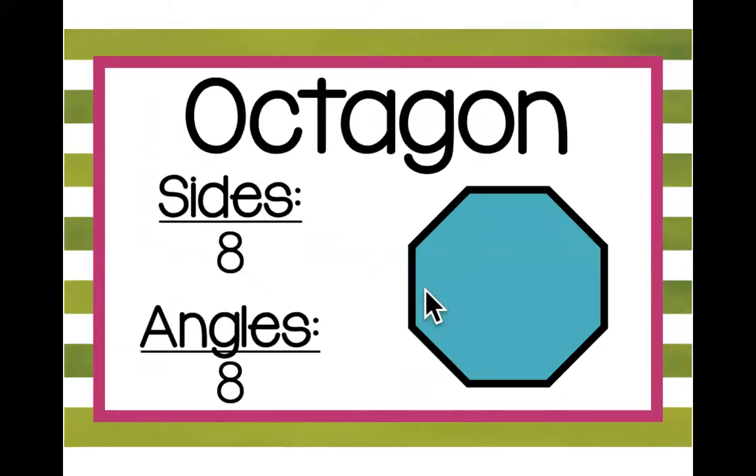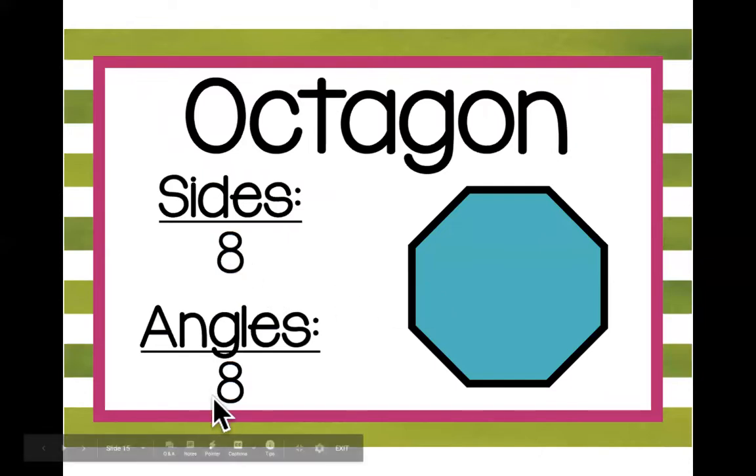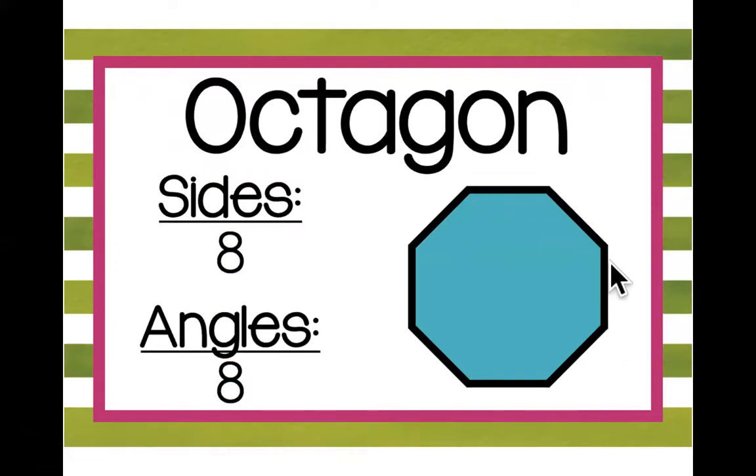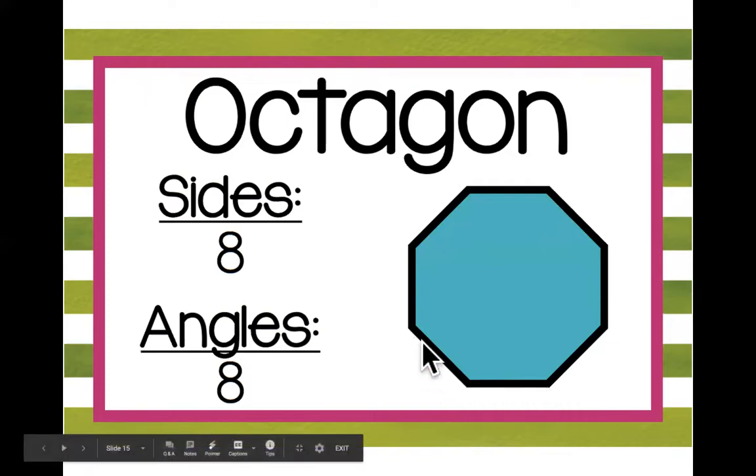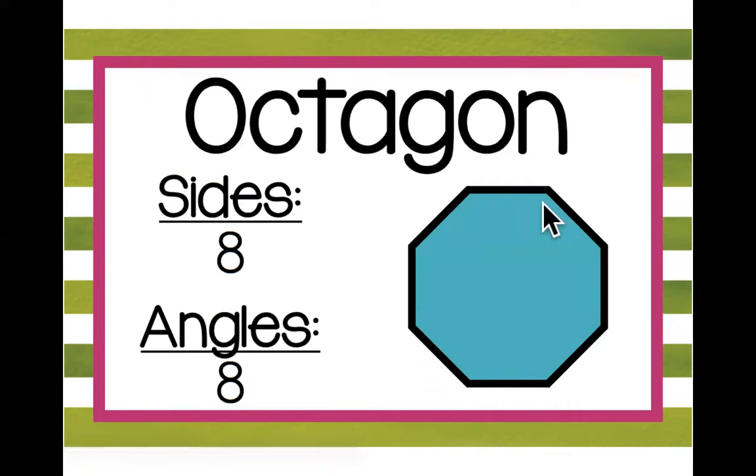And the last one we're going to talk about today is an octagon. An octagon is like a stop sign. It has 8 sides and 8 angles. Again, 1 side, 2, 3, 4, 5, 6, 7, 8, and 8 angles, 1, 2, 3, 4, 5, 6, 7, 8.